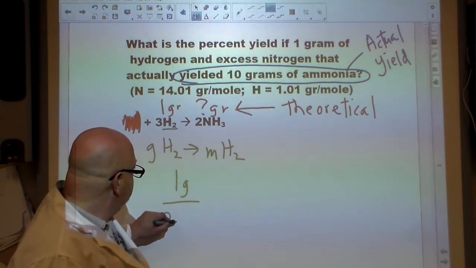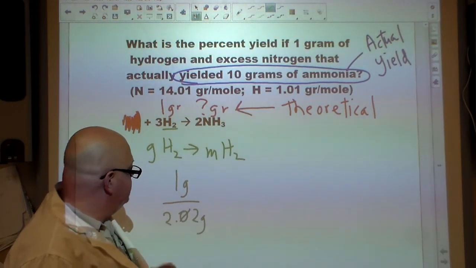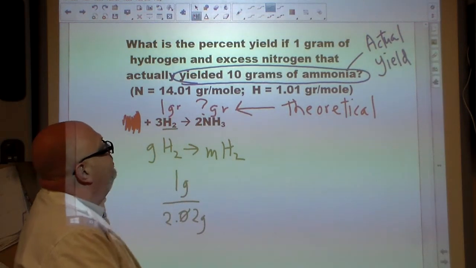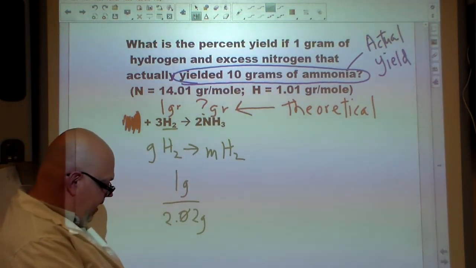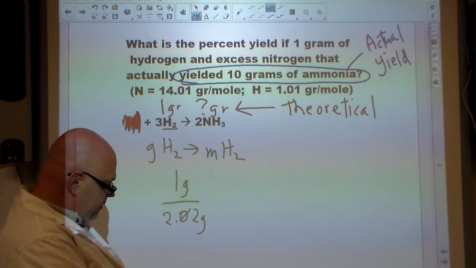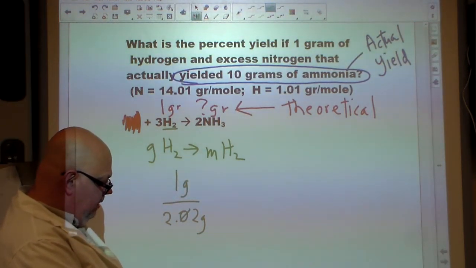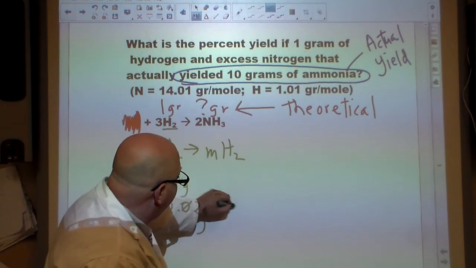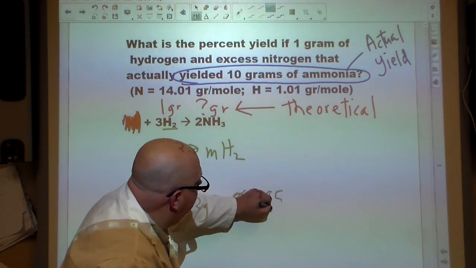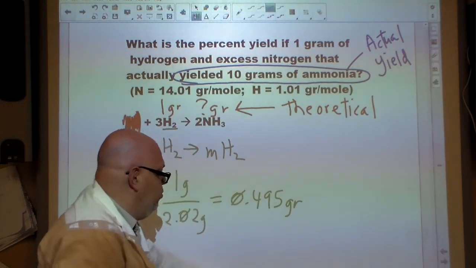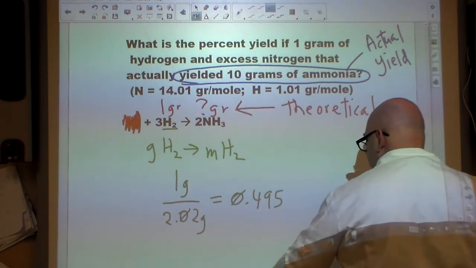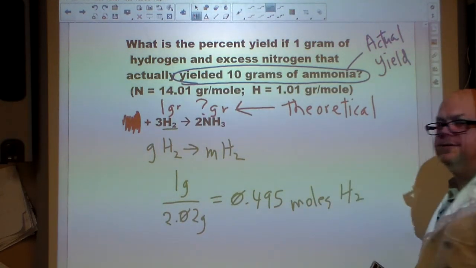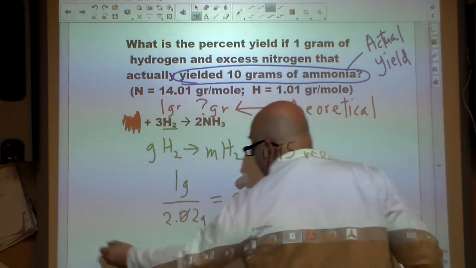There's 2, so it's going to be 2.02 grams of this wonderful stuff, okay? And so we have 1 divided by 2.02 equals 0.495, okay, that equals 0.495 moles of hydrogen gas. All right, we got our first base.